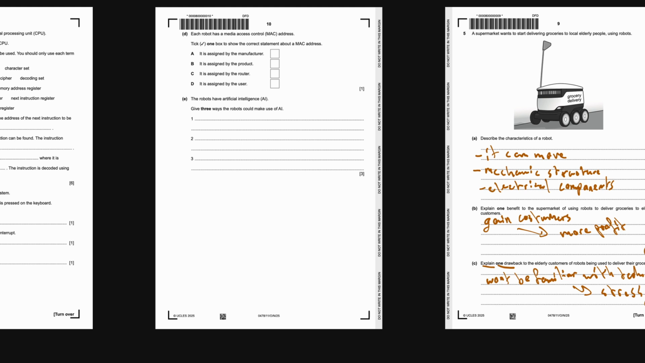Okay, so for part D, each robot has a media access control, which is a MAC address. So tick one box to show the correct statement about MAC addresses. So MAC addresses is always assigned by the manufacturer, right? It cannot be assigned by the product, since the product is not a real person or a group of people. It's not assigned by the router. The router has nothing to do with assigning the MAC address, nor the user. For example, you are a user of iPhone or a normal phone, right? But you never assigned any MAC addresses. The manufacturer assigned the MAC address.